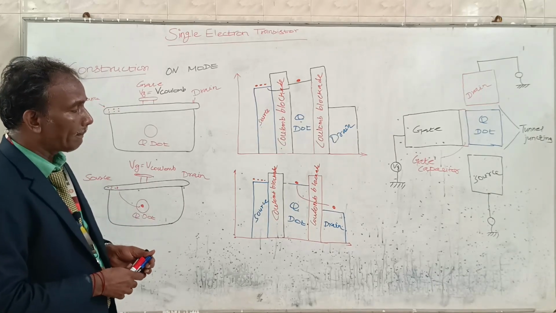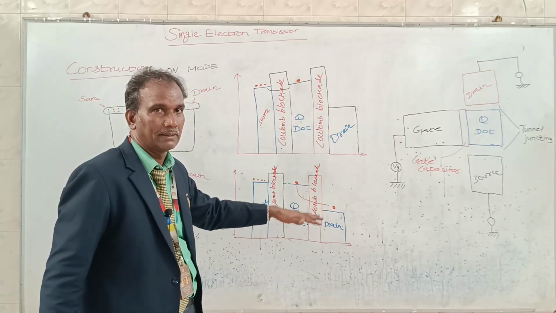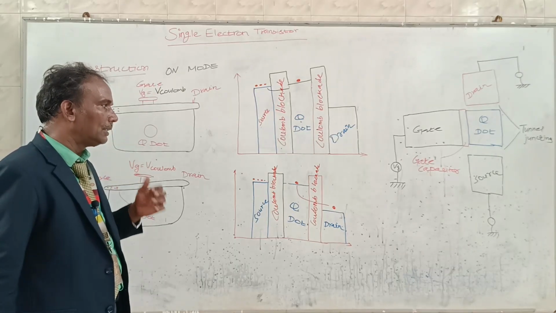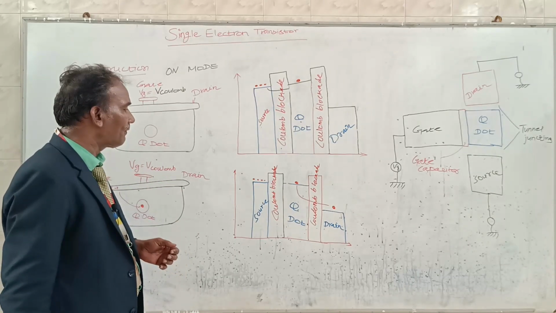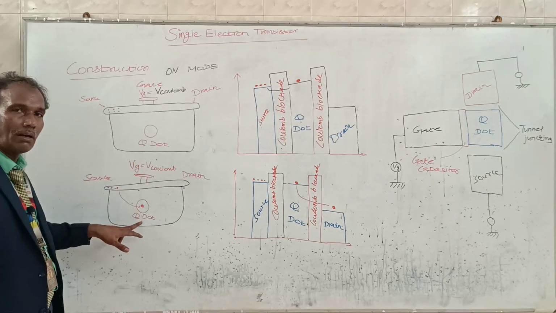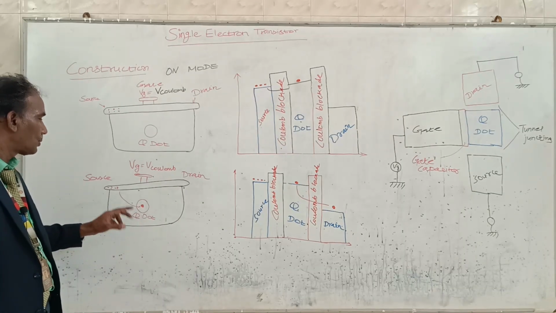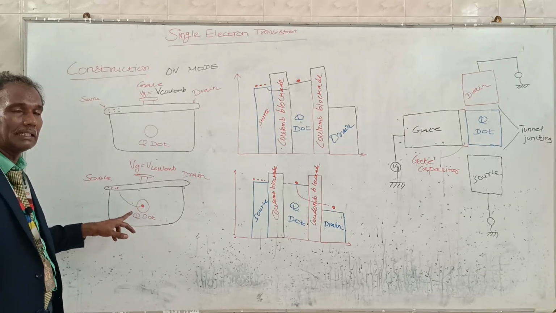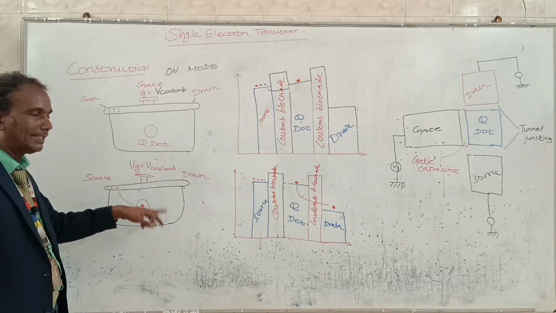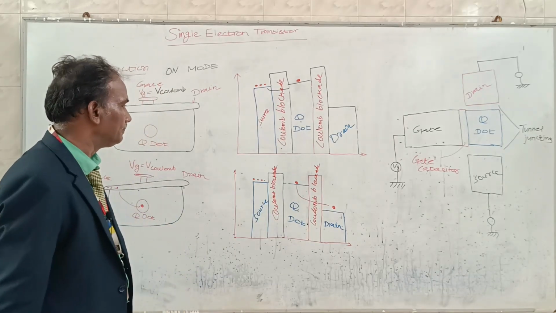So once the electron reaches the drain, the energy level of the drain increases. So this will be repeated many times, so that the flow of current from source to drain through the quantum dot is controlled by the quantum dot. So the quantum dot controls the flow of current one electron at a time. So this is what happens in the single electron transistor.